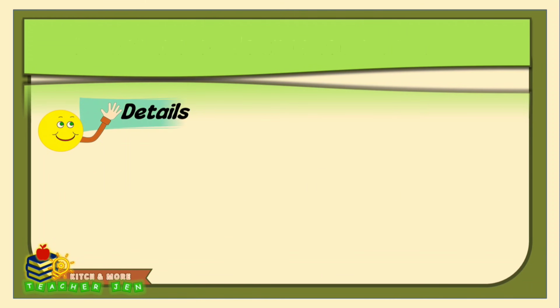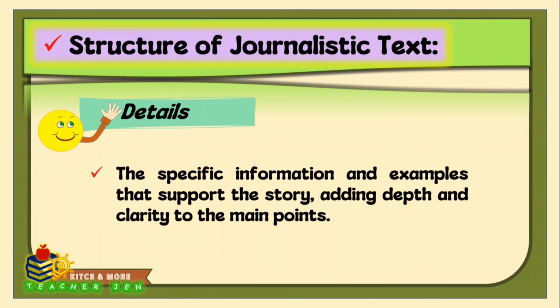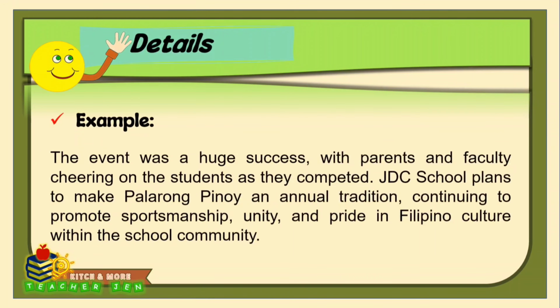Finally, we have the details section. This part of the news article provides specific information and examples that support the main story, helping to add depth and clarity. Consider this example. The event was a huge success, with parents and faculty cheering on the students as they competed. JDC School plans to make Palarong Pinoy an annual tradition, continuing to promote sportsmanship, unity, and pride in Filipino culture within the school community. This detail adds more context and highlights the success of the event.